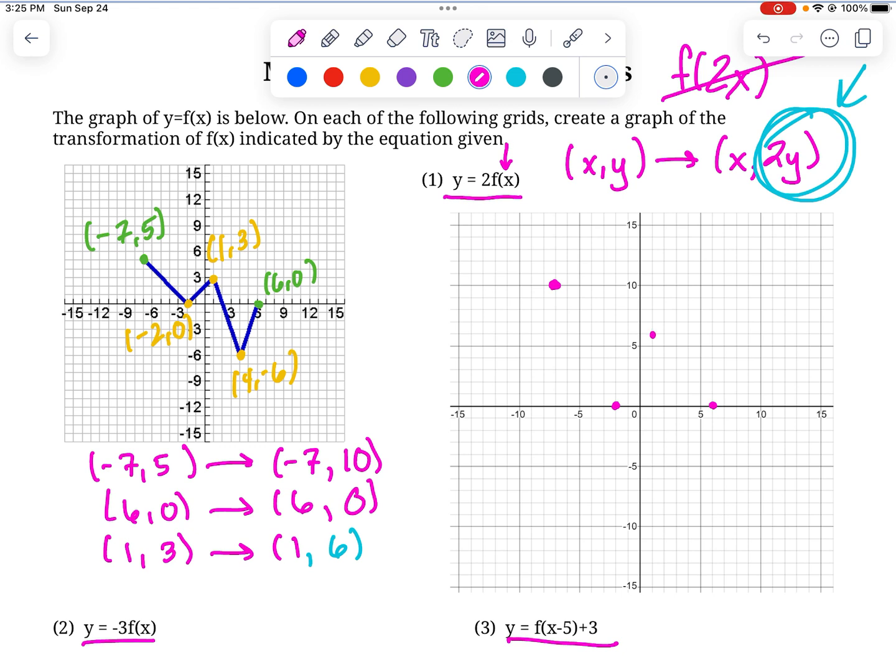And then I have the last point, which is 4, -6. That would become 4, -12. And then we connect the points from left to right. And this is my new shape. It looks a lot like its parent graph. It is just stretched out to be taller.